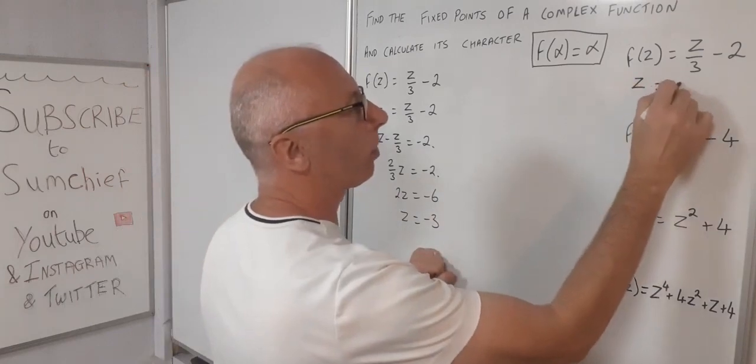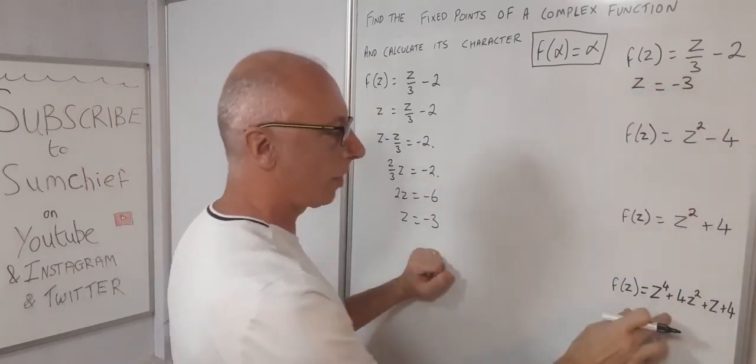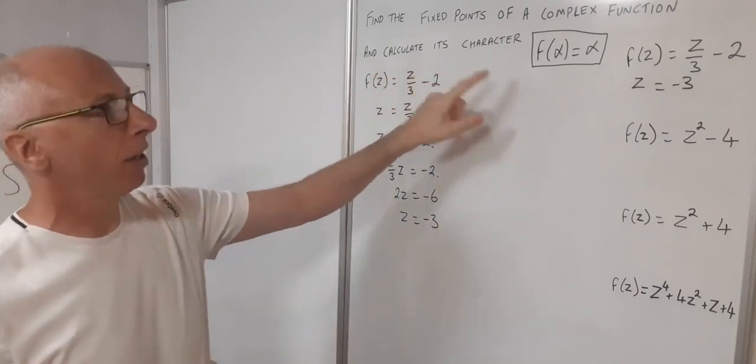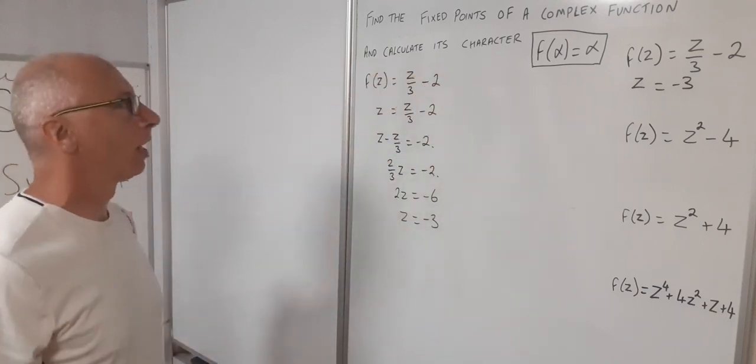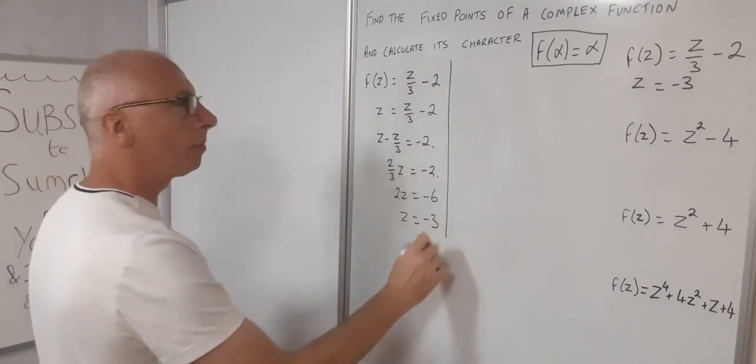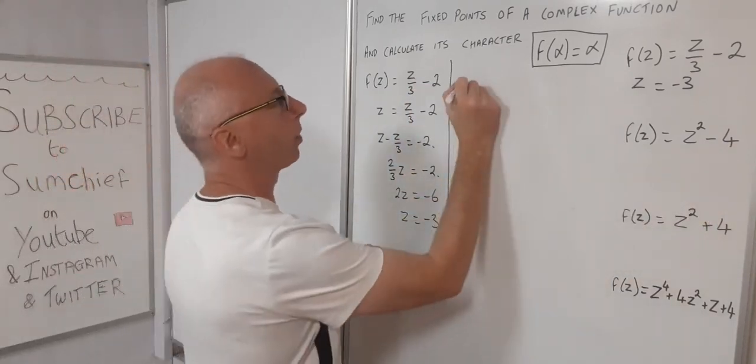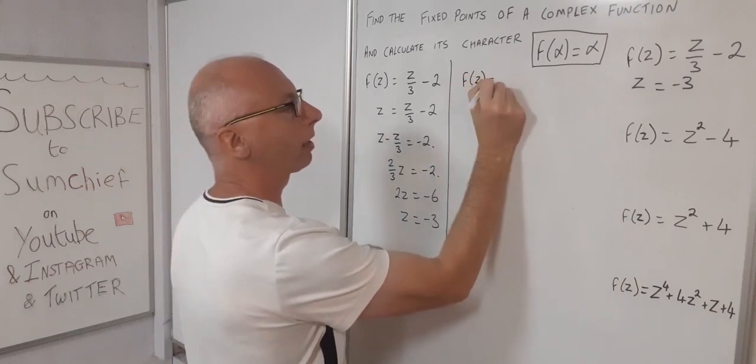So I'm going to find all the fixed points of these equations, and then I'm going to find the character of each one at the end. Okay, so that's the first one. Second one, f of z equals z squared minus 4. So let's just write that up here.